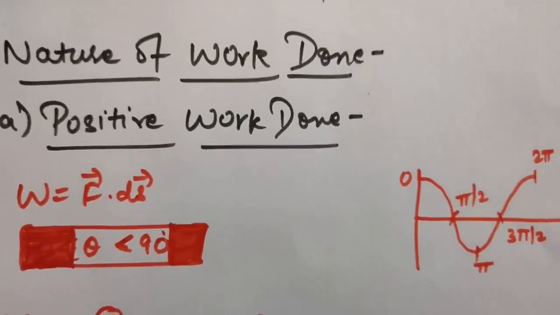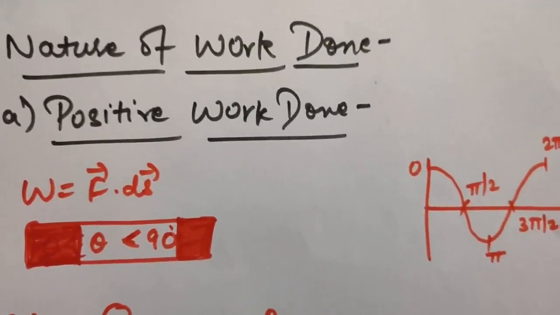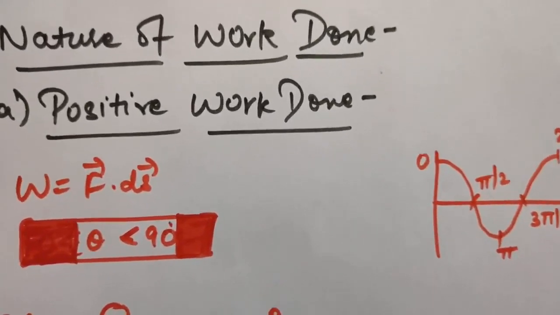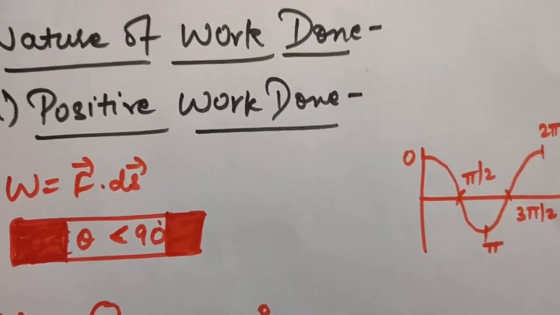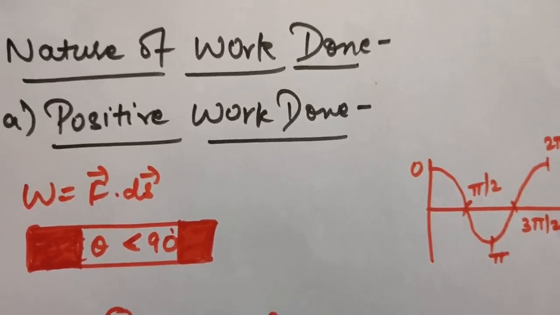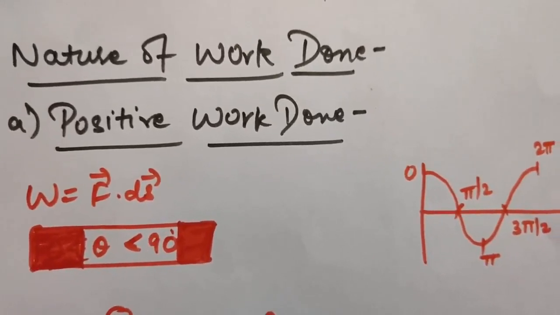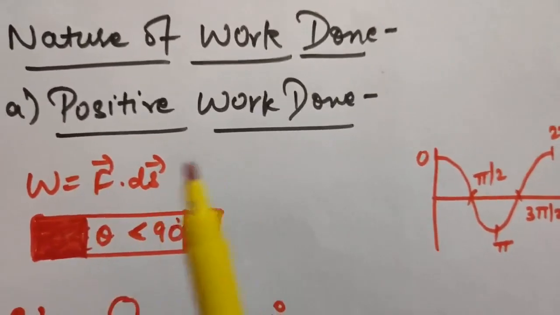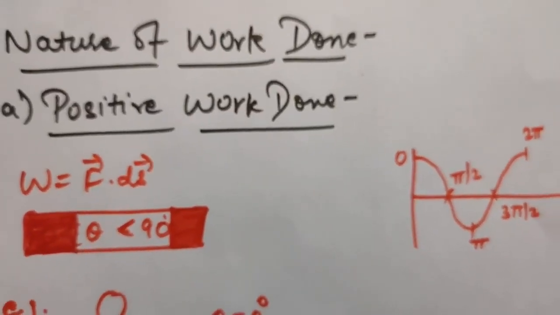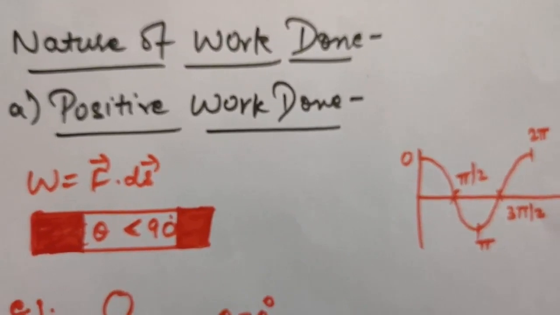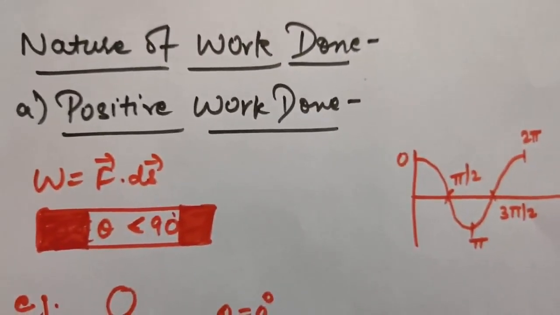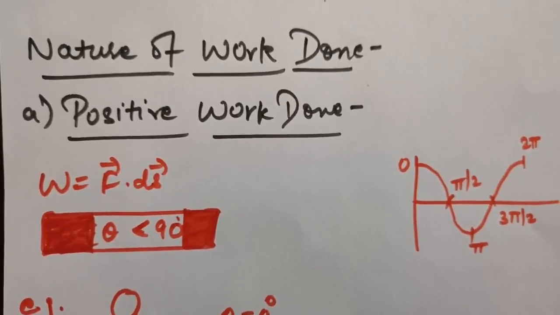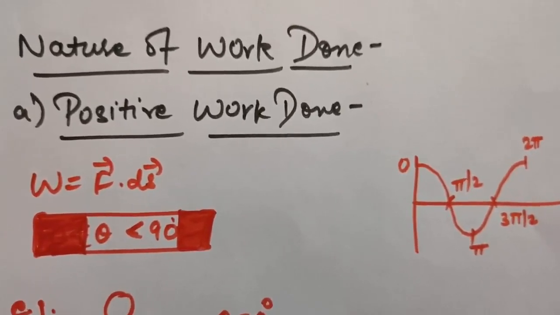Okay, so now let us talk about the nature of work done. Work done on any object can be either positive, negative, or zero. So let us discuss the cases for all three. First is positive work done. Before that, as you know, work done depends on theta, the angle between force and displacement, and in particular it depends on cos theta, because work done is F ds cos theta.